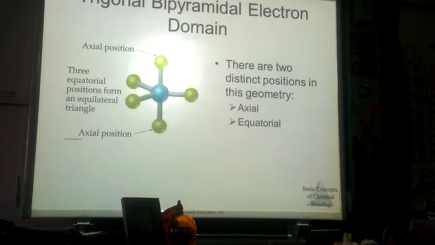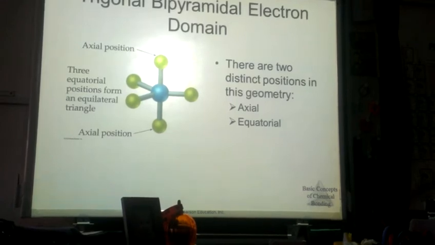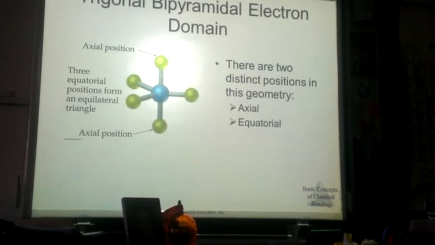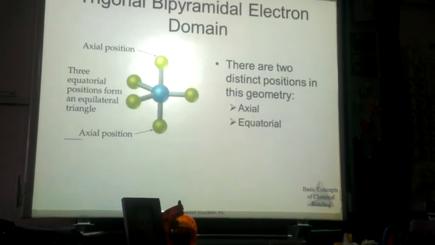Okay, so we had linear, trigonal planar, tetrahedral. We also have trigonal bipyramidal electron domain, which would be if we had a steric number of 5. There are two distinct positions in the trigonal bipyramidal geometry. There's something called the axial, and then there's something called the equatorial. The axial positions are what give me my straight line here, that linear, more separation between these two. So axial positions are here, and then the equatorial positions are what make an equilateral triangle.